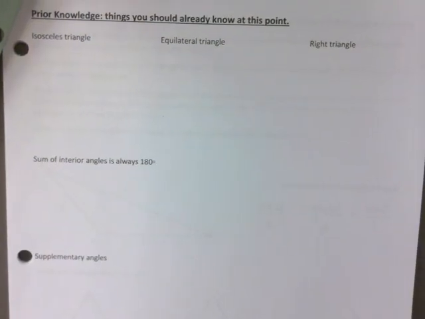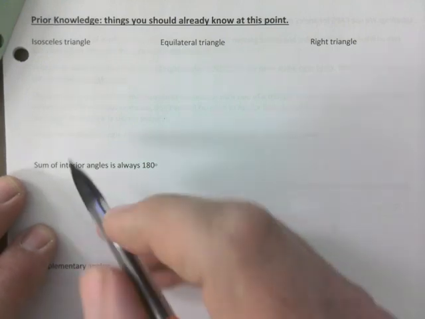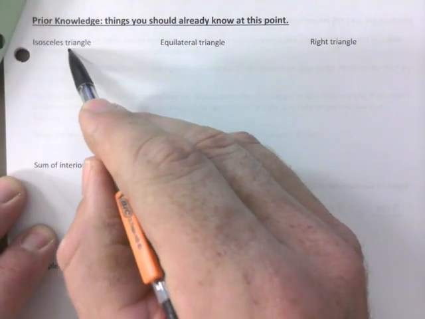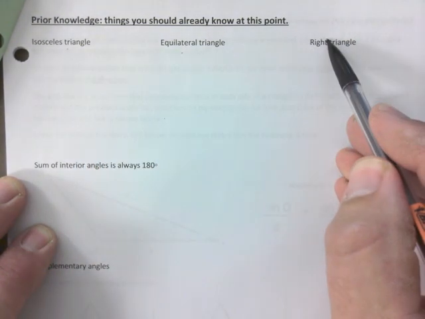Let's do some review here. Zoom out. Prior knowledge, things you should already know at this point. Write it down anyways, because it's going to come in handy later on. Isosceles, we have 3 categories of triangles. Isosceles, equilateral, and right triangles.